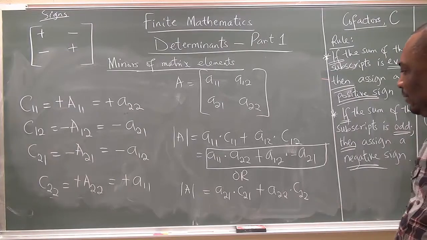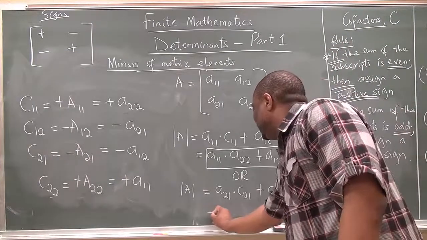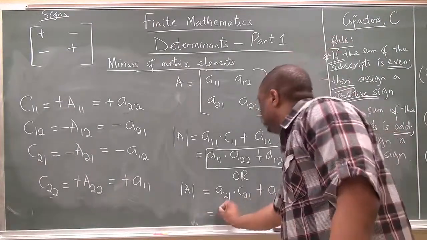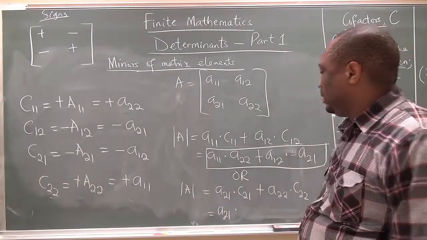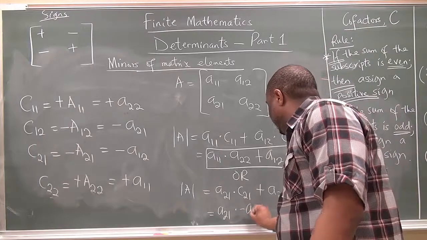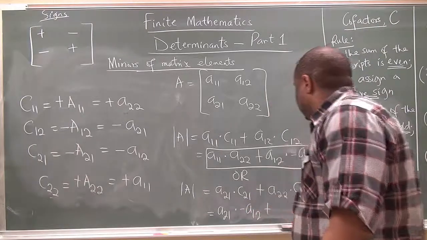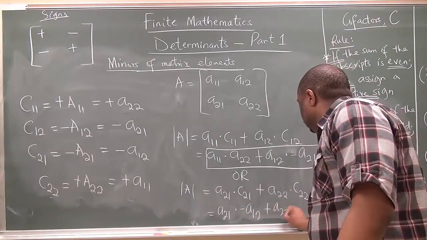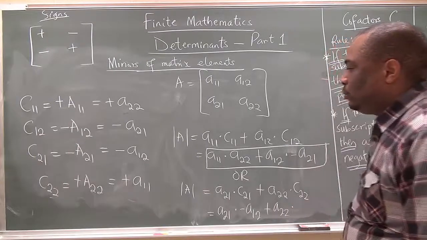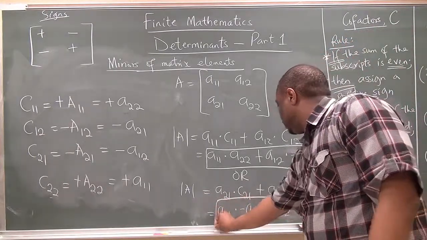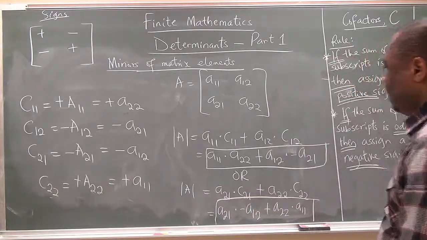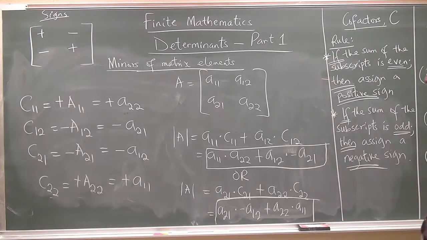Or we can still have A21 times C21, which is what? Negative A12, plus A22 times C22, which is what? Plus A11. So this, or this. This is what we are going to have.